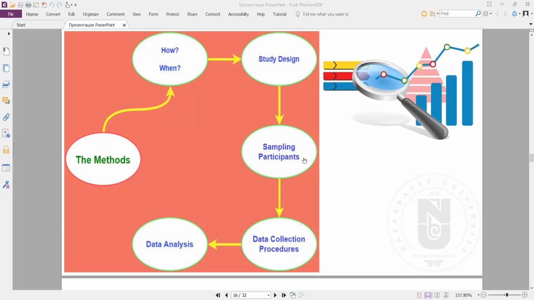How did you sample the participants? Sampling methods. Another part, if we summarize it, is data collection procedures. So what will you do? It should be written step by step. And also, how did you analyze your data?